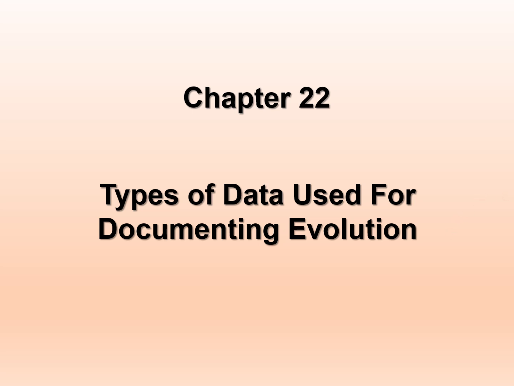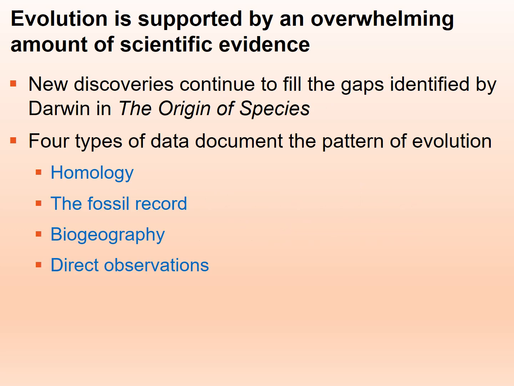Okay, continuing with chapter 22, we're going to talk about the types of data that are actually used to document evolution. Now, the documentation of evolution really started with fossils, but fossils are not the only types of data. And as we've spoken about before, remember fossils are limited, right? So they're biased. The other types of data come from what's called homology, and we're going to talk about homologous structures and analogous structures and this process called convergent evolution.